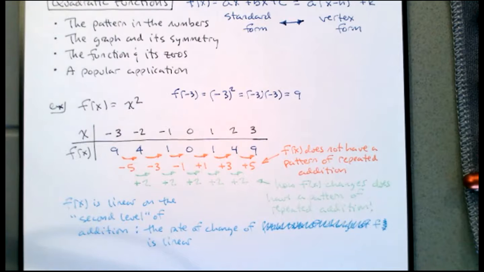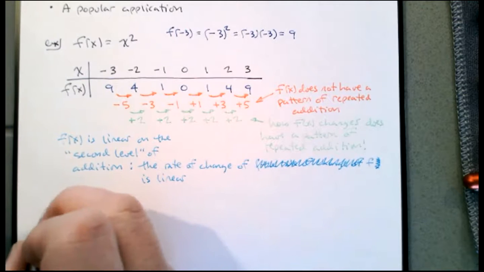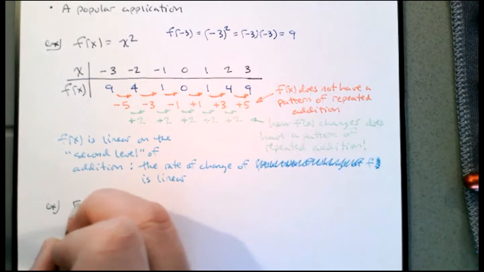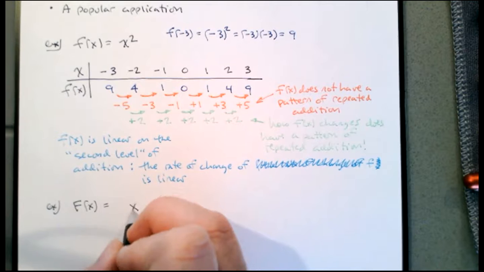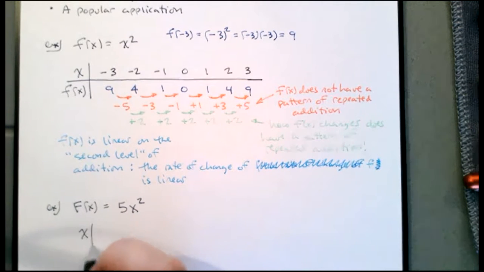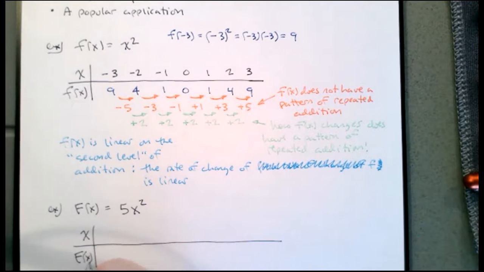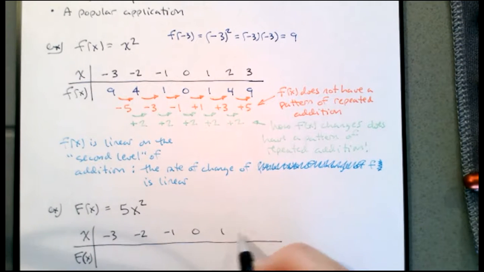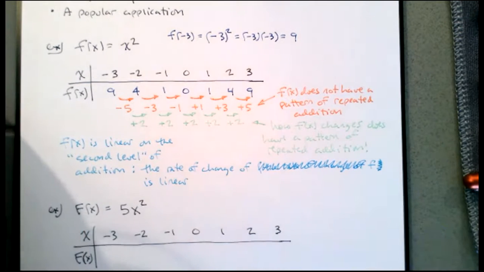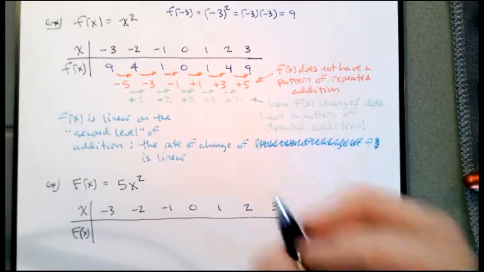Now, this is true even if we have a larger change in our function. So if I look at another function, let's call it capital F of x. I'm just going to take x squared and make it bigger. I'm just going to take all the values that we had in the previous one and multiply them by 5. That's going to be the end result.